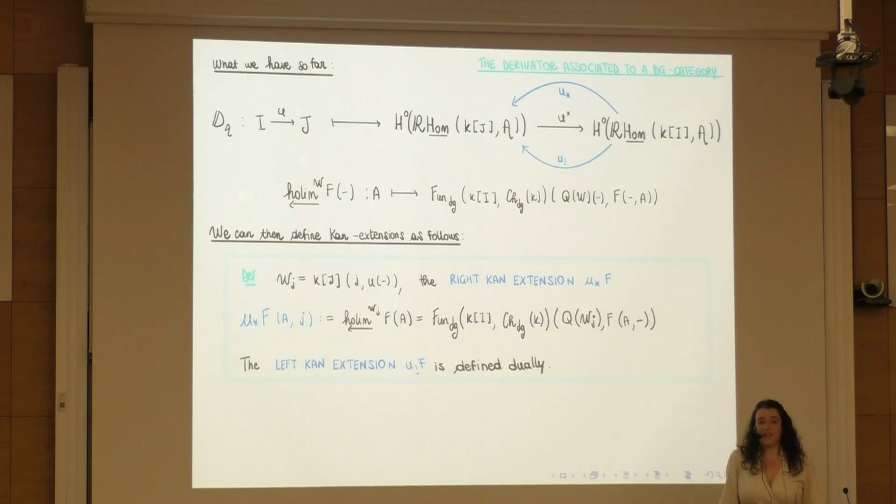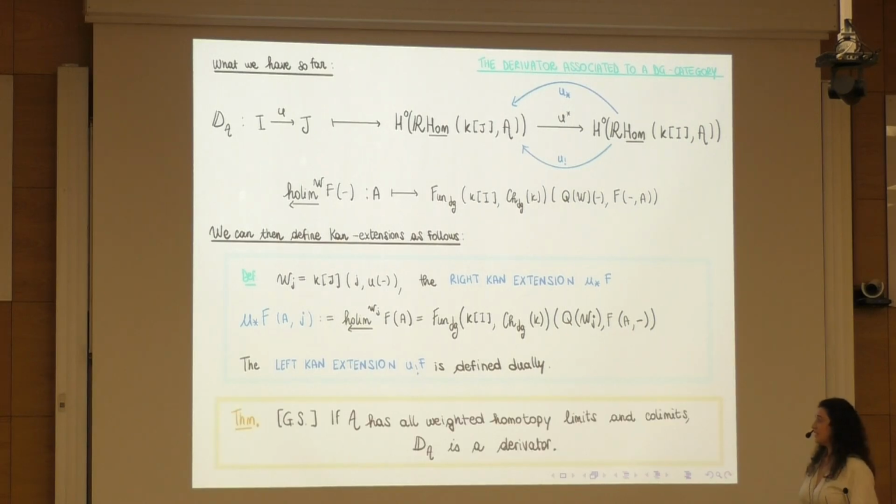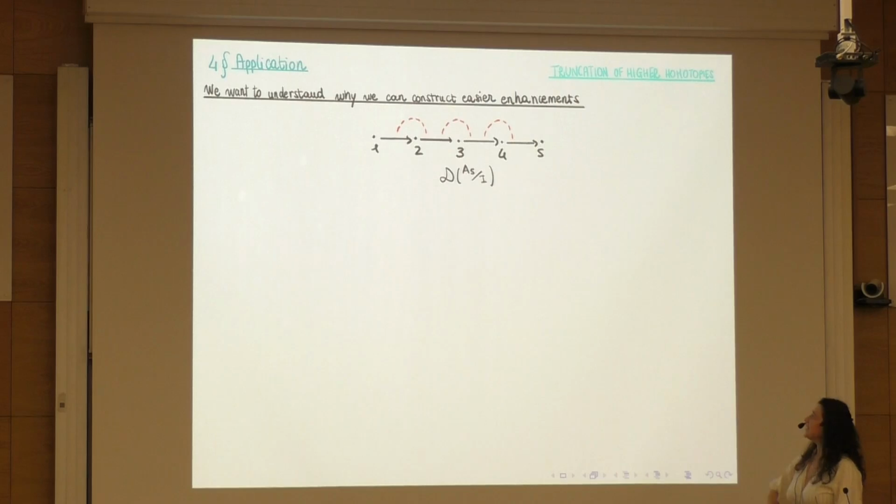So now I have everything, so I can give you the main theorem, and the main result is that given A a DG category, if A has all weighted homotopy limits and colimits, then our claim for the derivator, which was the A, is actually a derivator. So this was actually the answer to my question at the beginning when I spoke about the motivation. But I would like to tell you more about this theorem, and in particular to present what I believe is a nice application. So let's go back to our derived category of A5 over I.